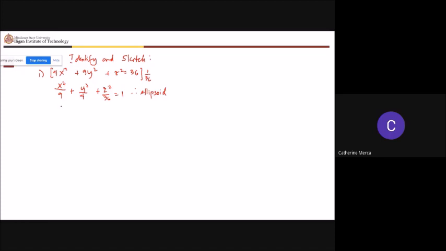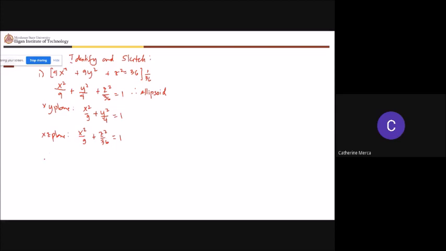And then you consider the xy plane, we'll have only x and y. X squared over 9 plus y squared over 4 equals 1. For the xz plane, we have only x and z. So you will have x squared over 9 plus z squared over 36 equals 1. In the xy plane, z is equal to 0, and in the xz plane, y is equal to 0.